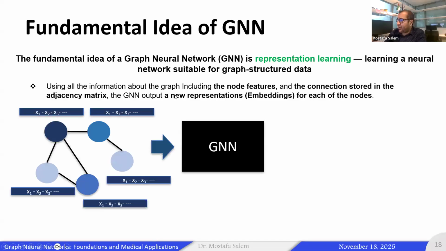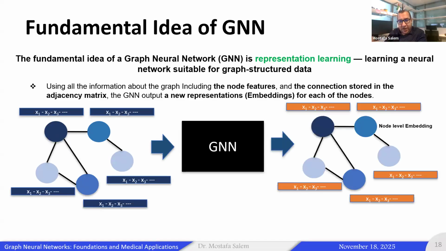So this is the graph. I have a graph. Each node will have its own embeddings and the connection between nodes. I will input this entire graph to the GNN, and the GNN will output a new graph with the same structure, the same nodes, the same connection, but each node feature will be changed, and this is what's called representation learning.